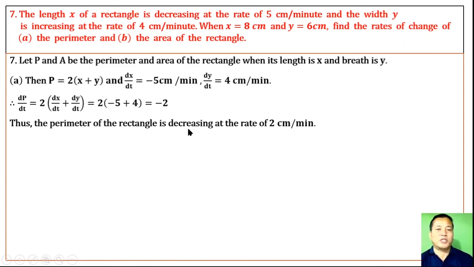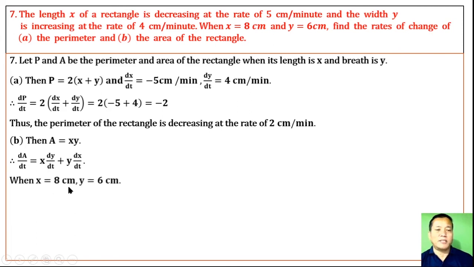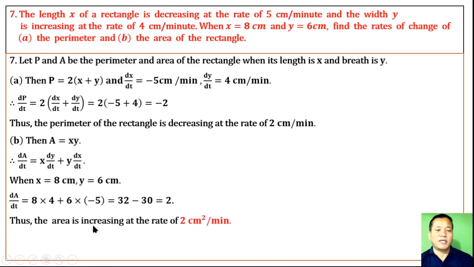Minus corresponds to decreasing. For the area, A equals xy. Therefore, dA by dt, applying product rule on the right side, is x into dy by dt plus y into dx by dt. When x is 8 cm and y is 6 cm, the value of dA by dt is 8 into 4 plus 6 into minus 5, that is 32 minus 30, that is 2. Thus, the area is increasing. Why is it increasing? The value of dA by dt is positive, at the rate of 2 cm square per minute.